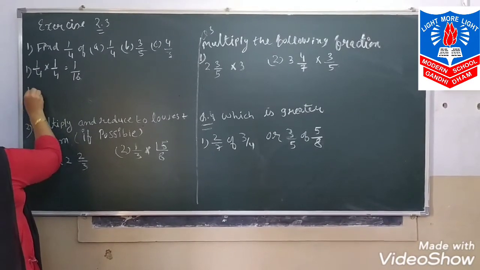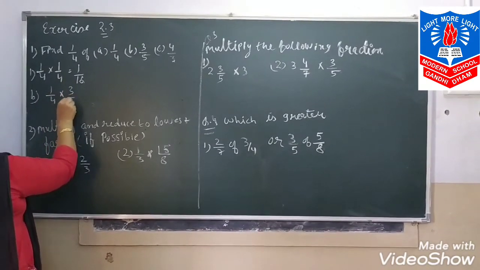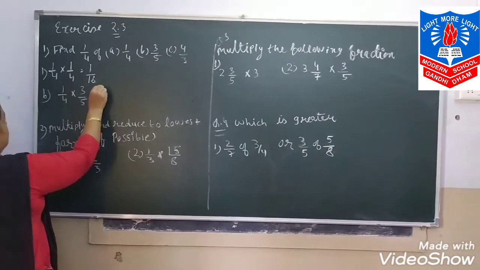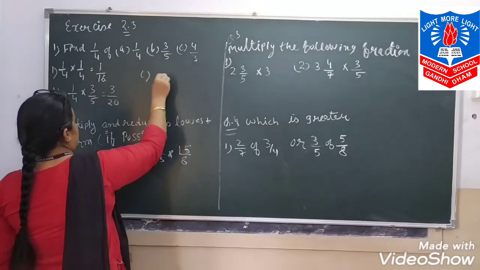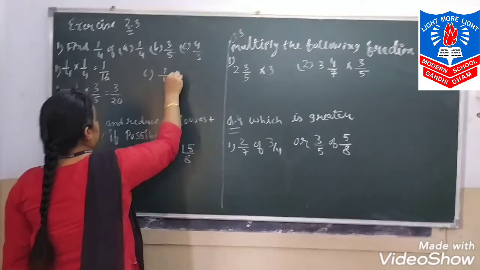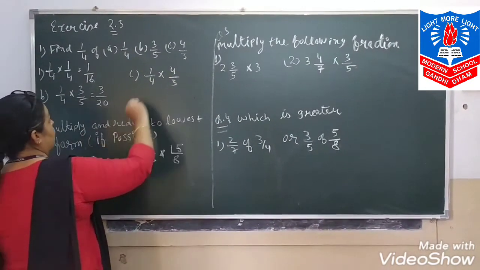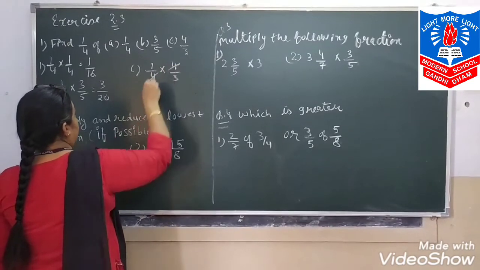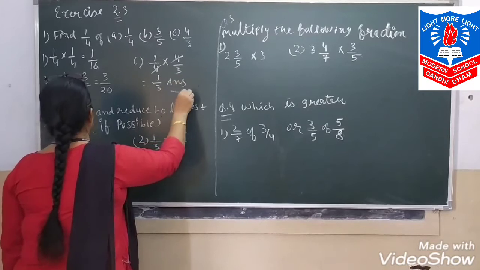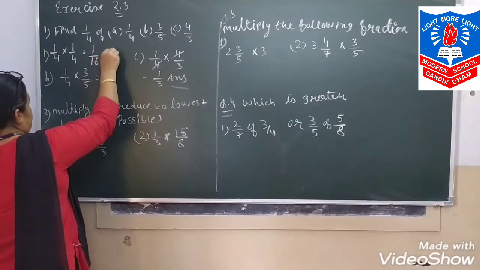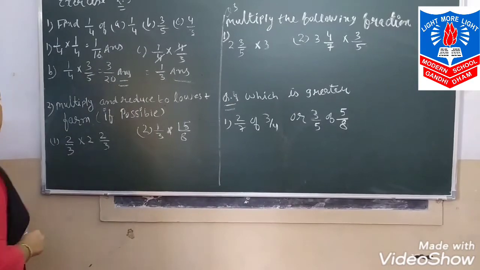Then second, B: 1 by 4 into 3 by 5. 3 ones are 3, 4 fives are 20. C: 1 by 4 into 4 by 3. Here, 4 ones are 4, 4 fours cut. 1 by 3 is your answer. This one is 1 by 6 and here is 3 by 20.